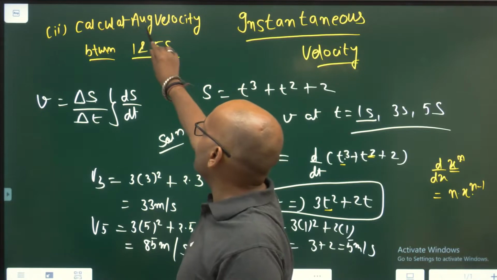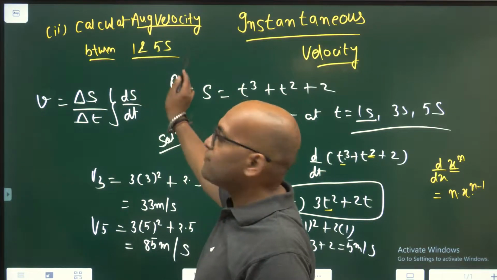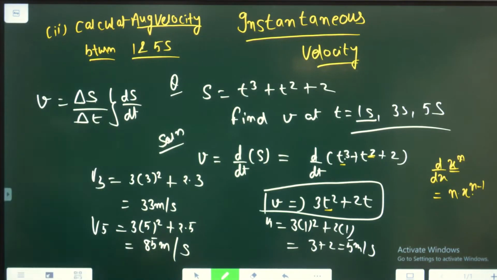You have to calculate average velocity between 1 and 5 seconds. The same question, second part.